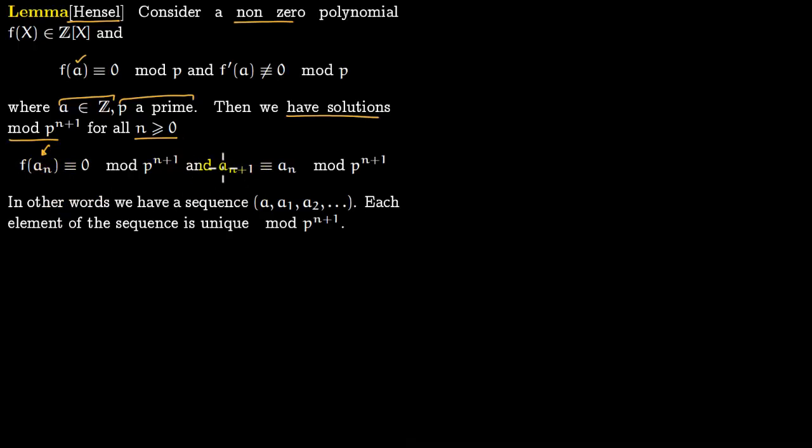Furthermore, this series of solutions is related like this. So a_(n+1) is equivalent to a_n modulo p^(n+1). So this index and this index are matching. In other words, we have the sequence of solutions. So this is our starting solution, which we say is given as a_0, and then you can construct inductively a_1, a_2 and so on. And each element of the sequence is unique modulo p^(n+1). So let us illustrate this construction of a sequence with an example.